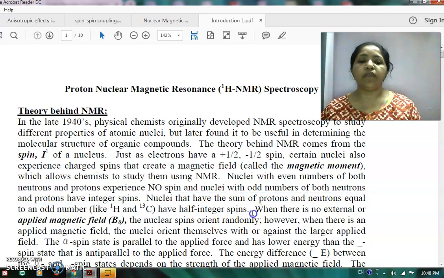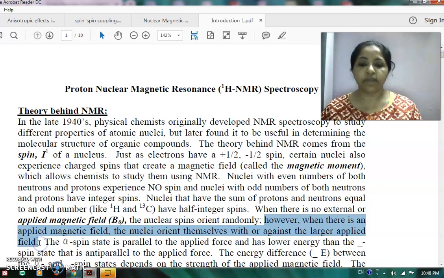When there is no external applied magnetic field, the nuclear spin orients randomly. However, when there is an applied magnetic field, the nuclei orient themselves with or against the larger applied field. So it can be aligned in the same direction, or it can even be against.